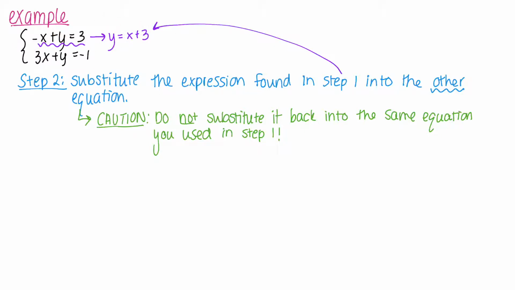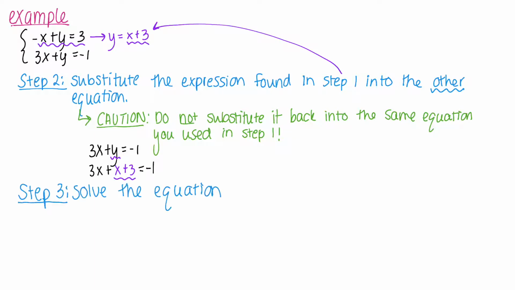If you try to put this guy back into here, you're going to end up with some problems. You'll get a true statement. You just don't want to do it. You're going to run into issues. So you're plugging it into this guy down here. So I have 3x plus y equals negative 1. Now instead of y, I'm putting in x plus 3. So 3x plus x plus 3 is equal to negative 1. So we've substituted it into the other equation, hence the method of substitution name.